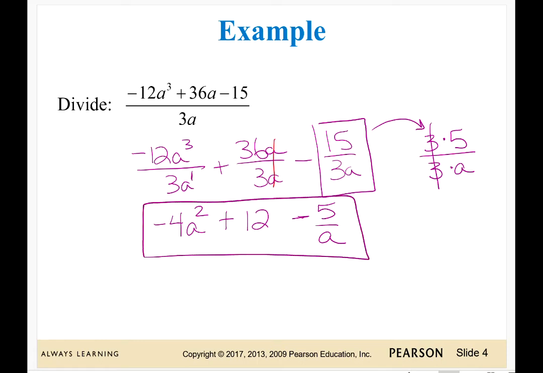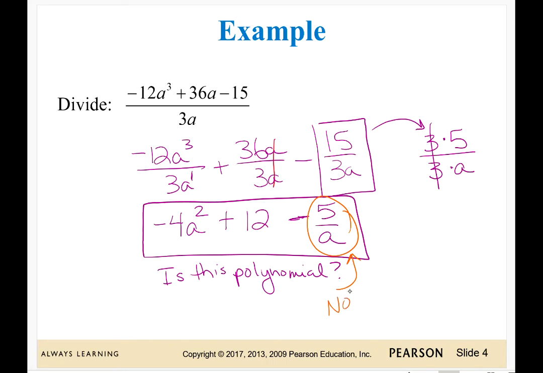Your homework may or may not ask you about your answer. It may ask you, is this a polynomial? All right, is this a polynomial? And the answer is no, it is not. Even my dog, who is panting behind me right now, can tell you this is not a polynomial because of this last term.